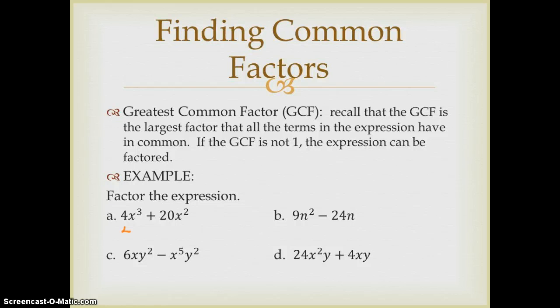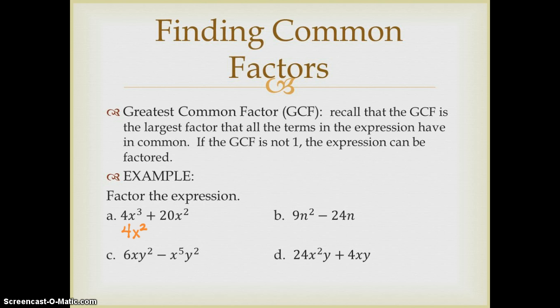And then after I use the 4, I'm going to look at my variables, and I have x cubed and x squared, which remember, x cubed is telling me that there's x times x times x, 3 times. And x squared is telling me that it's x times x. So I'm going to say that my greatest common factor between x cubed and x squared would be x squared. It would have 2 x's as factors in common.